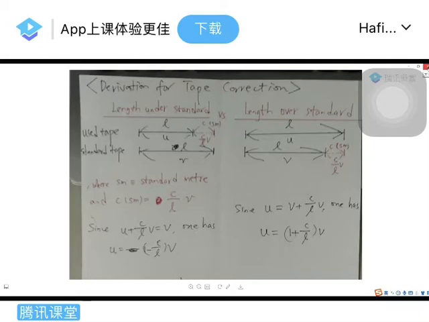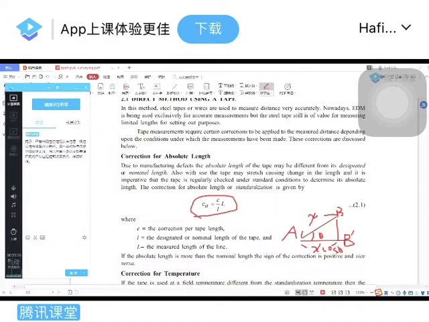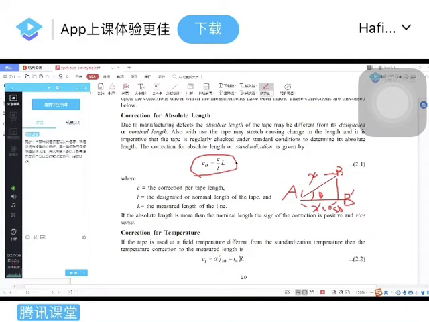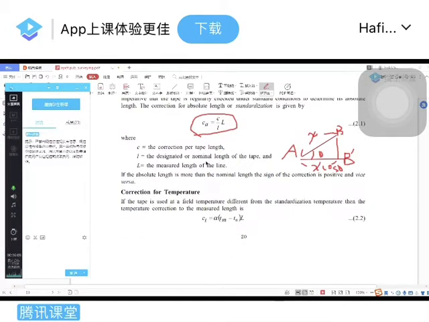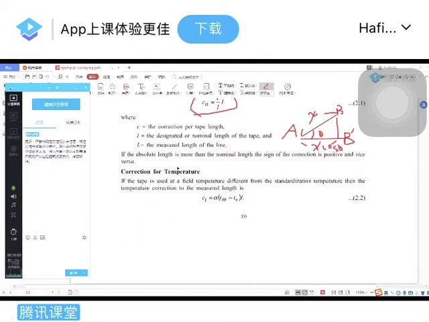Okay, so let me close it, and then we continue today's lecture. We talked about this one already, so we don't look back at this one. Now let's go back. The next one we are going to correct is temperature.